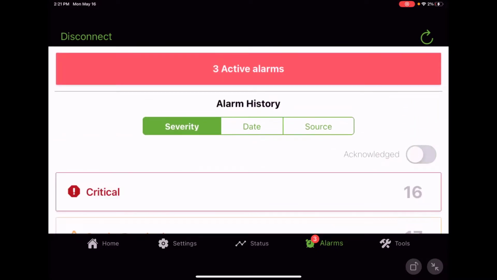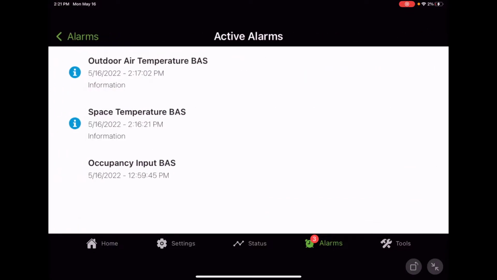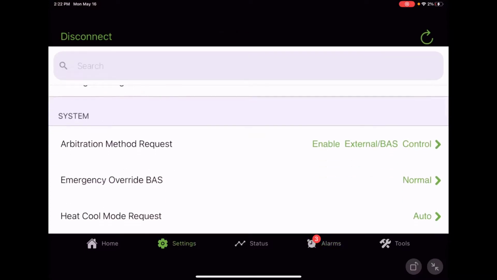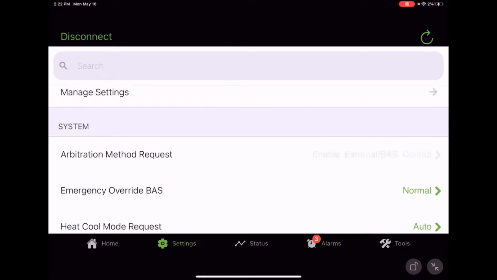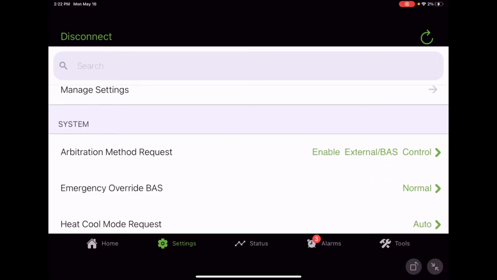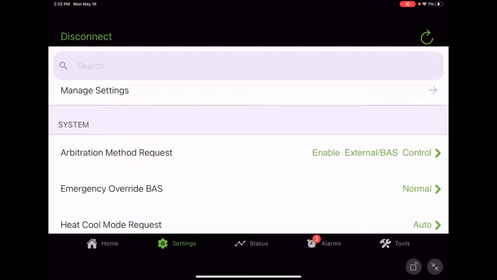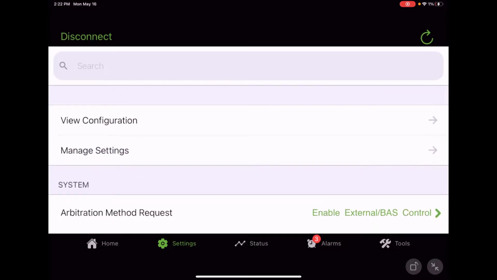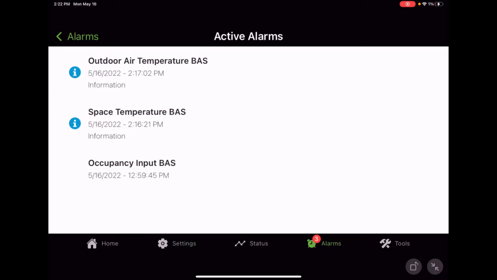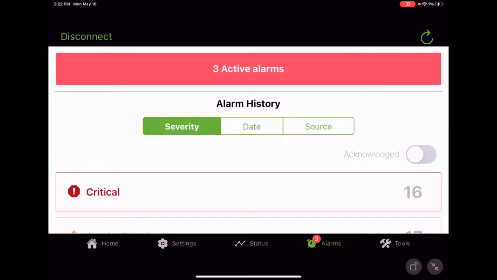So, go into active alarms, and here we go. We got some outdoor air temp BAS, space temp BAS, and occupancy BAS. Well, earlier I went over into settings and I put our unit into BAS control right here. We see the arbitration method request as BAS. So now we've got some BAS values that are coming into the controller, and we're using those. And of course, it gives us an informational diagnostic that, hey, this information came in and this point went back to normal. So those are some active alarms there.